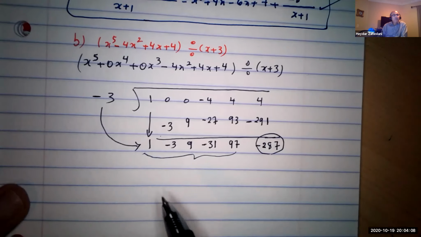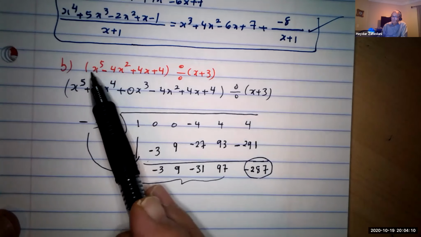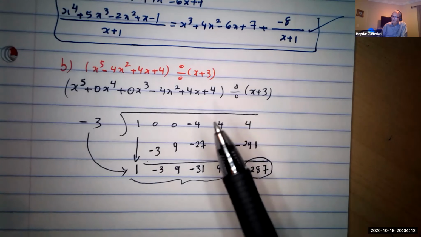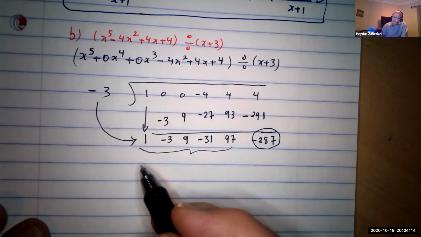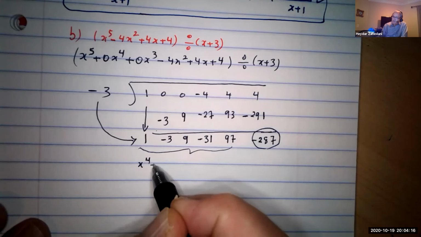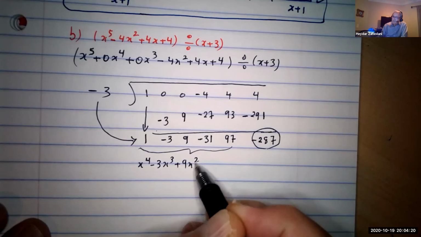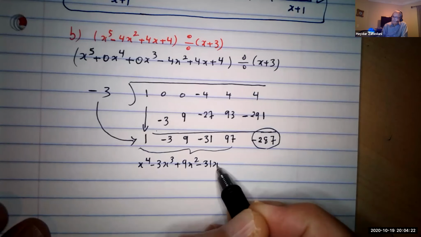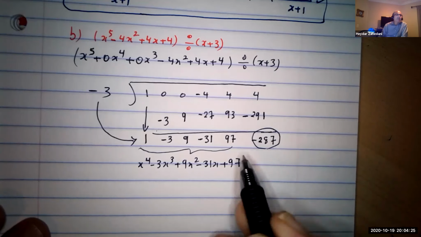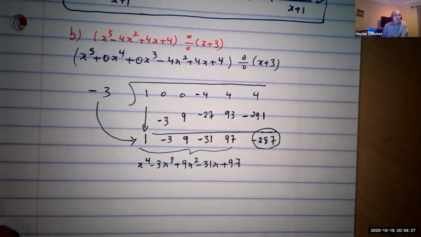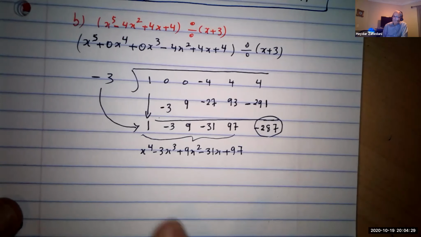And the quotient polynomial, you start with the 5th power. You divide it by x, so this must be 4th. So that gives x to the 4th minus 3x to the 3rd plus 9x squared minus 31x plus 97. And that's what we find. We accept it if you write the quotient and the remainder.